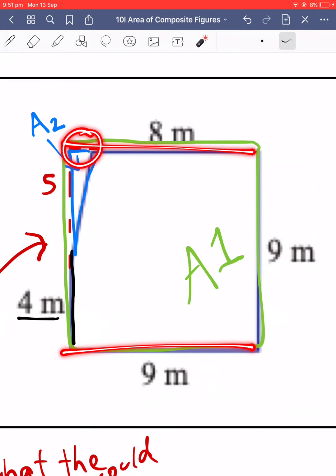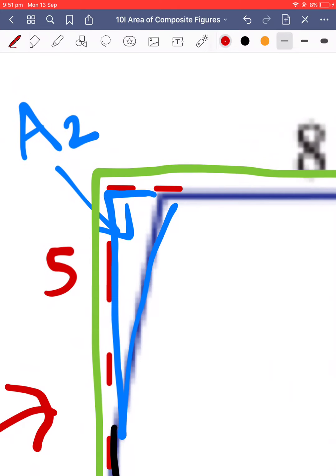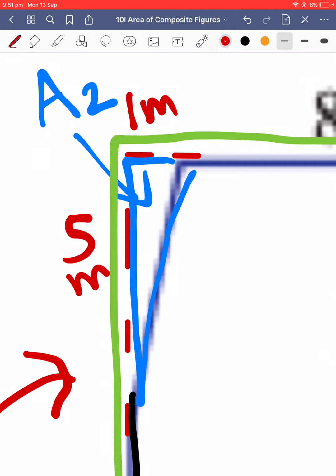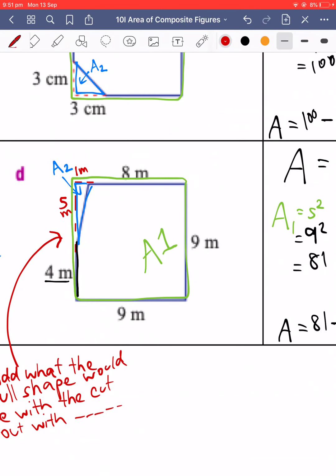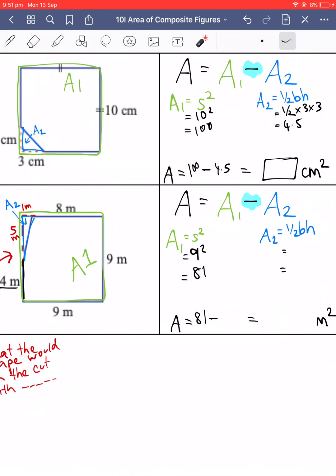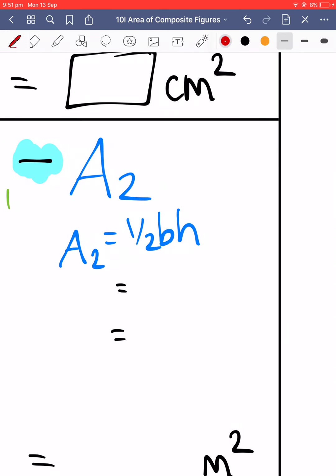So this little one right here must be 1. So let's put that one in there as well. And these were all in meters. So now I have my base and I have my height. Doesn't matter which way because it is at a lovely 90-degree angle. So I'm going to plug it straight in.